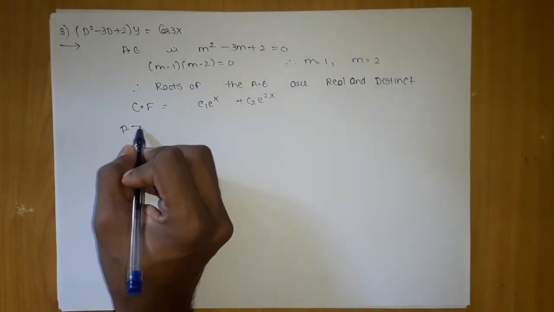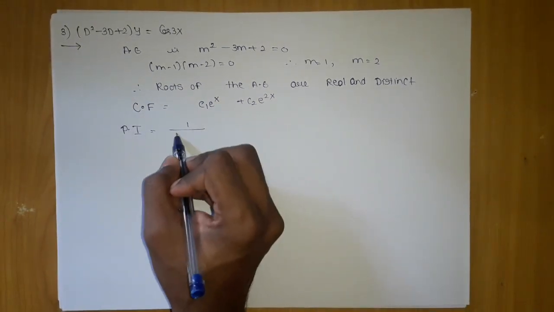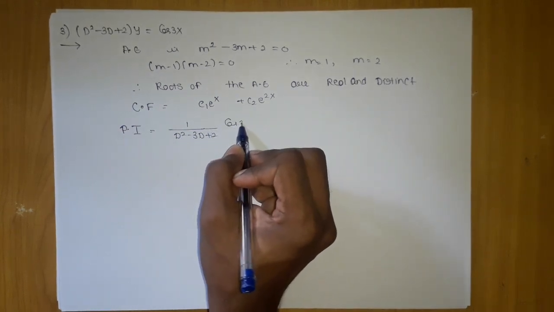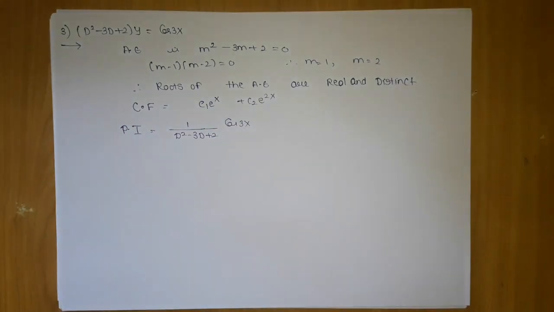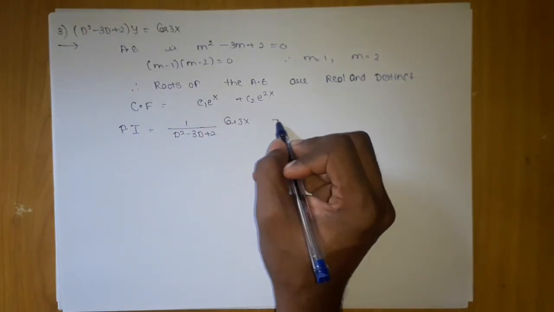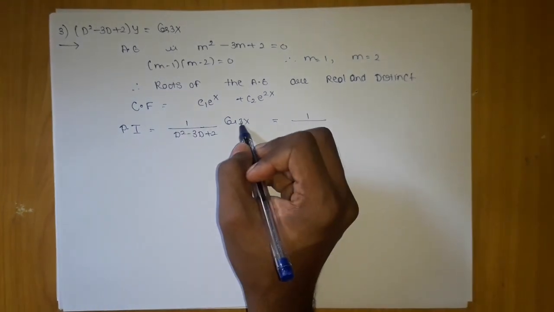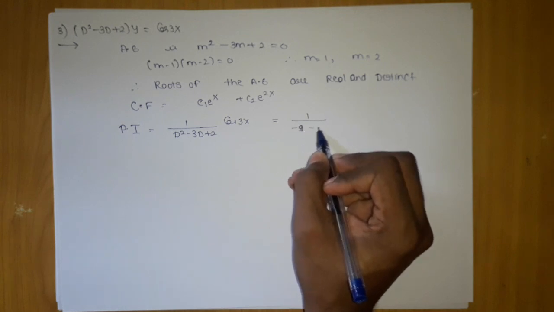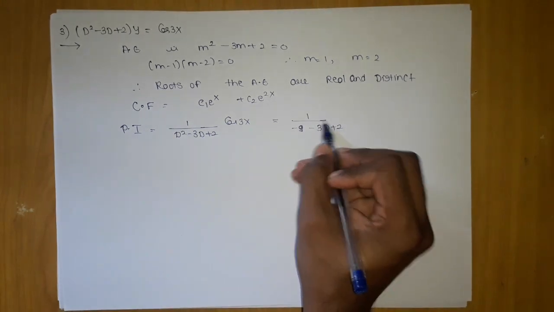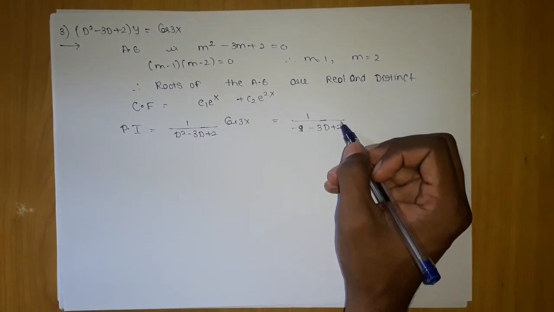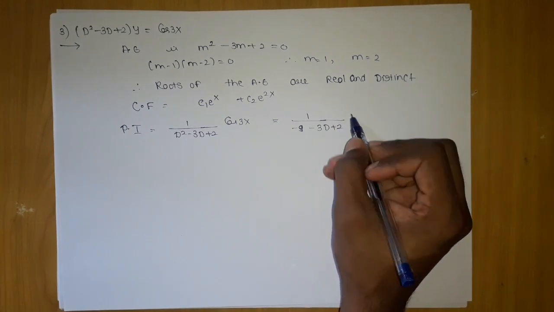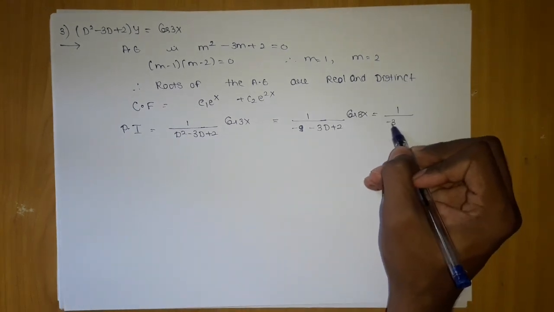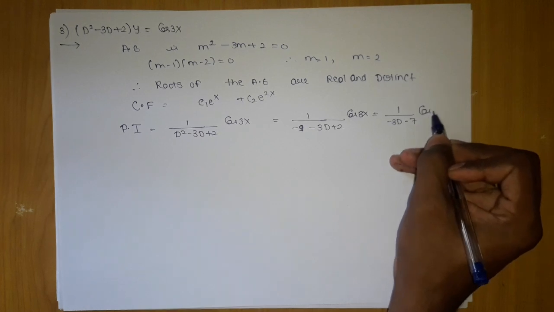Now we want to focus on the particular integral, which is 1/(D^2 - 3D + 2) cos 3x. Now what we are going to do? We are going to replace D^2 by -3^2, because a here is 3. So -3^2 means -9, giving -9 - 3D + 2. Don't replace D by a, which is what we used to do in type 2. This is type 3, cos 3x. What we are left with is 1/(-3D - 7) cos 3x.